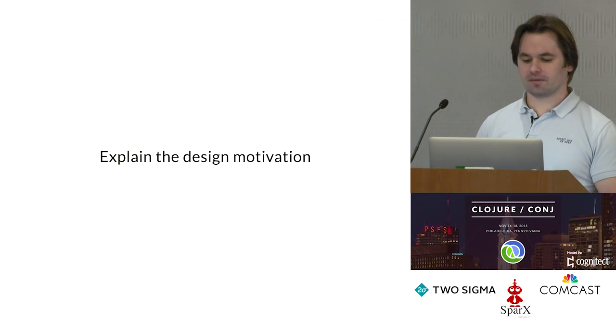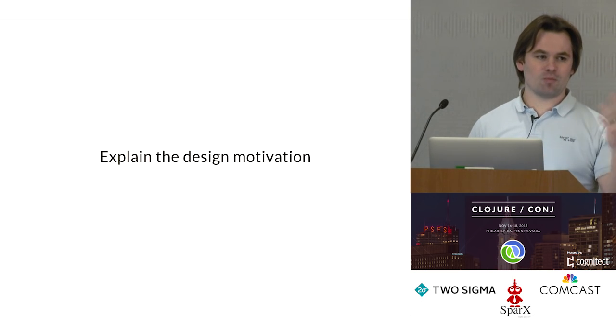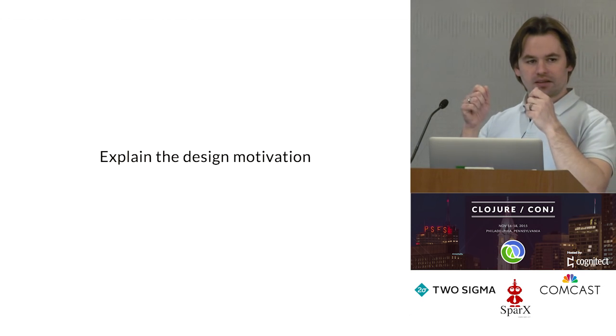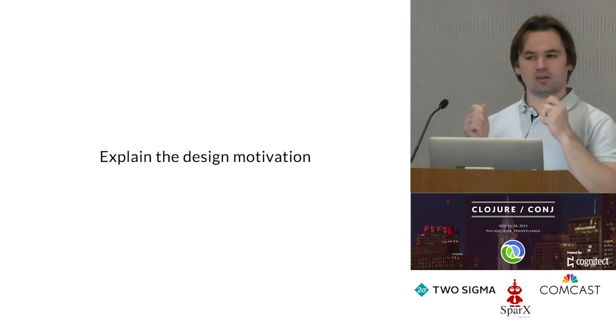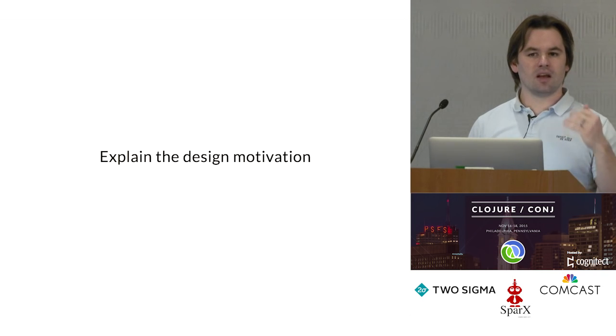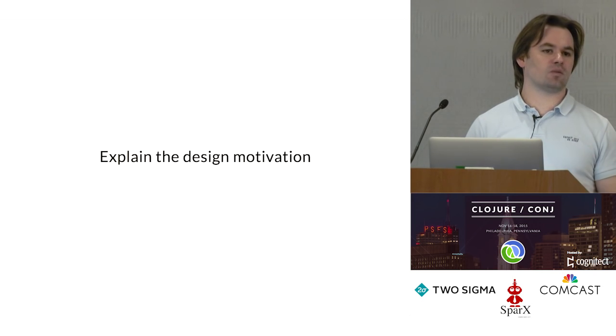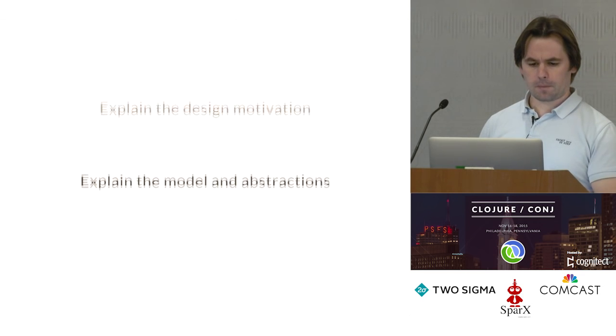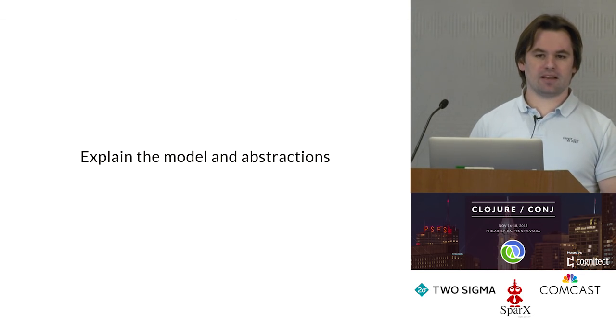So after the talk, you might think more about the API. And so write it down. Why do you suggest or use dynamic binding of a variable? Why do you not offer to use multiple databases at once with your library? There might be a reason. Explain the model and the abstractions.